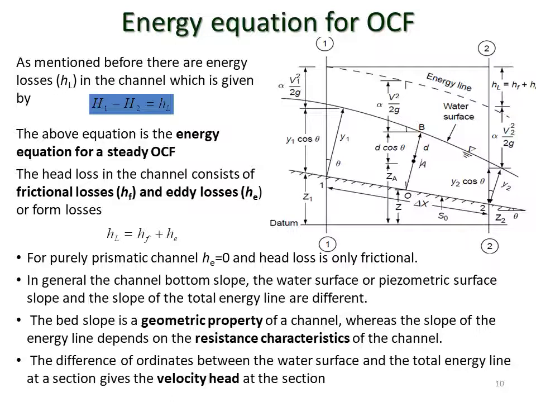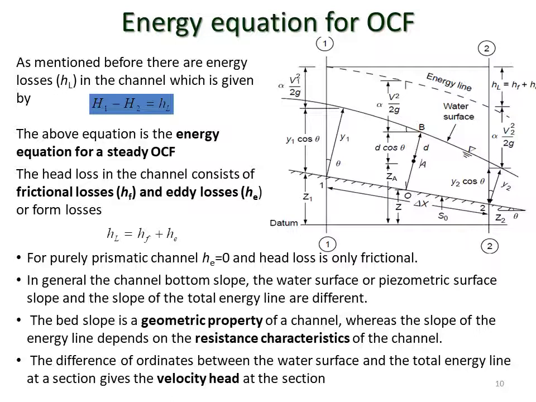Eddy formation in the open channel arises due to some irregularities in the channel, due to secondary currents, due to irregular channel boundaries and bends and corners, etc. So for a purely prismatic channel, we can consider the head loss due to eddy formation equal to 0, and in that case the head loss becomes purely frictional. So for prismatic channels, head loss is only frictional.